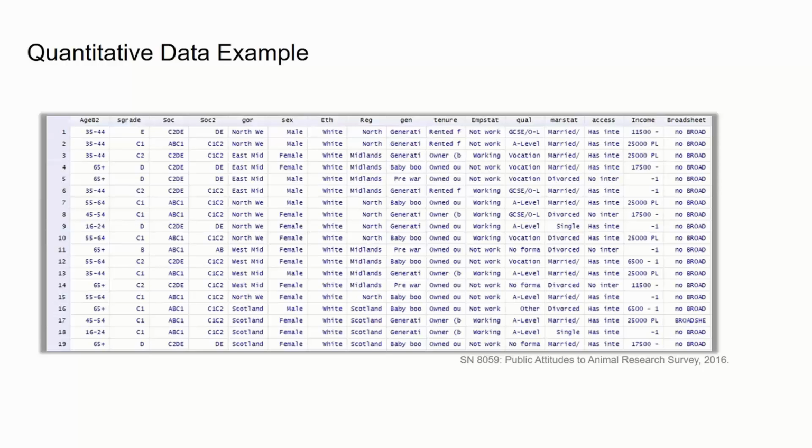Now on this slide, we have an example of quantitative data. This example has been taken from the Public Attitudes to Animal Research Survey from 2016. This dataset can be found using our data search engines and is available under open data license due to it being less disclosive. You'll notice the banded ages and incomes, and that the government office regions are the lowest geographic unit. So this data isn't considered high risk.